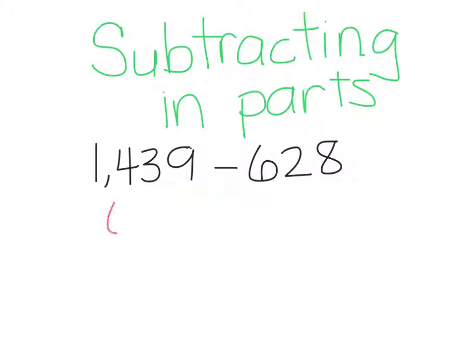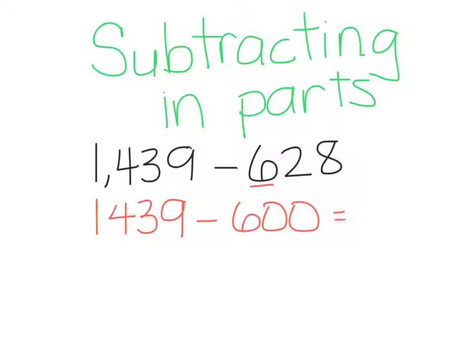I am going to take my 1,439, and I'm going to take away the biggest part I can, which I know is 600. That's what the 6 is. So I'm going to take away 600. Now if I take away 6 from 14, so 1,400 minus 600 gives me an 8. And then I know that 39 minus 0 gives me 39.